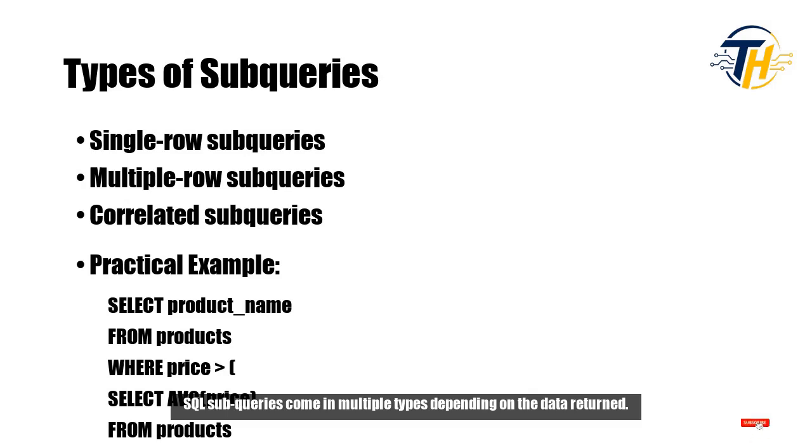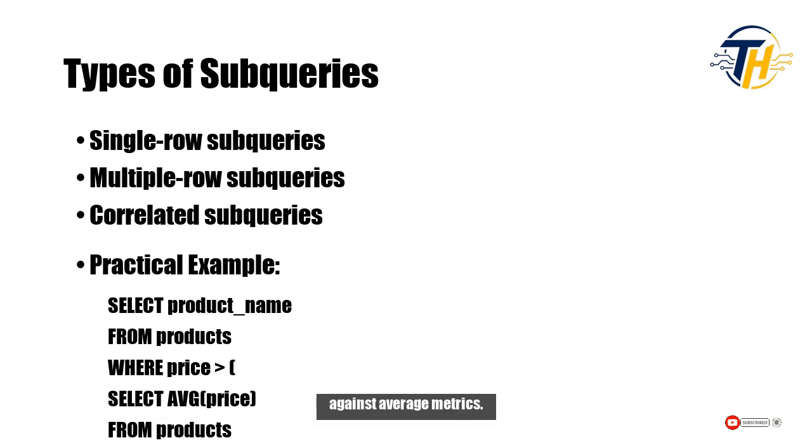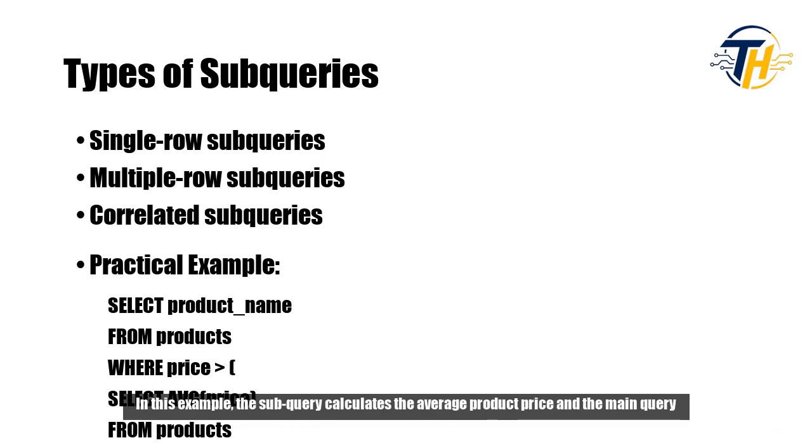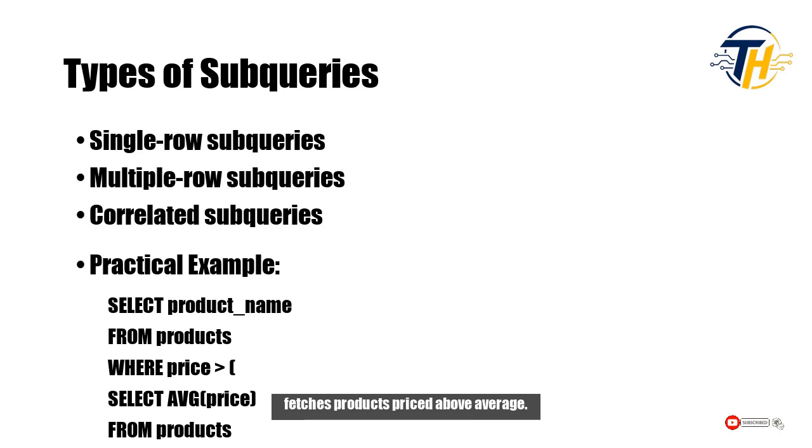SQL subqueries come in multiple types depending on the data returned. Single-row subqueries return one value, multiple-row subqueries return several rows, and correlated subqueries depend on values from the outer query. These are widely used in reporting systems and analytics dashboards. Businesses often use them to compare product prices, employee salaries, or sales performance against average metrics. In this example, the subquery calculates the average product price, and the main query fetches products priced above average.